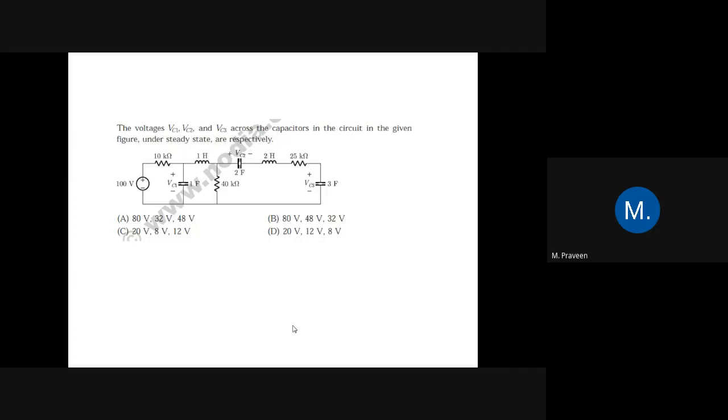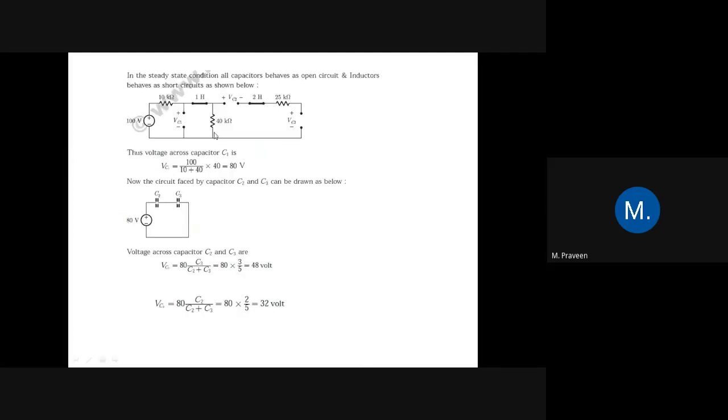Okay. The voltages VC1, VC2, VC3 across the capacitors in the circuit in the given figure under steady state are, respectively, dash. Okay, under steady state means that is at infinity what will happen. So under steady state, we have to find the voltage across VC1, VC2 and VC3. So in steady state, what will happen to all the capacitors? They are open circuit. So steady state means VC of infinity, the capacitor is nothing but open circuit.